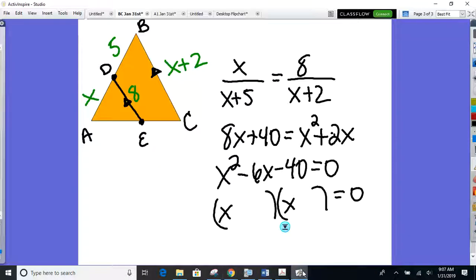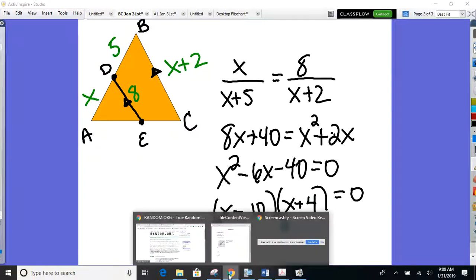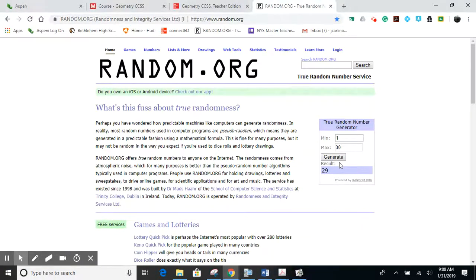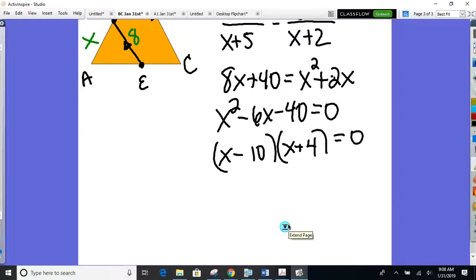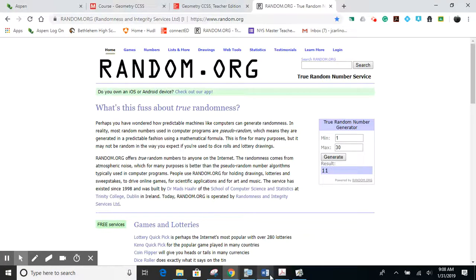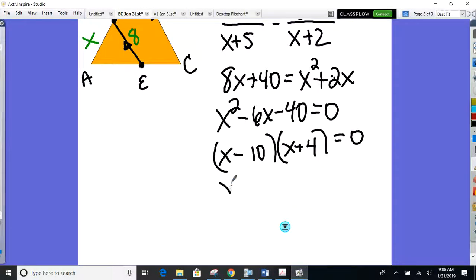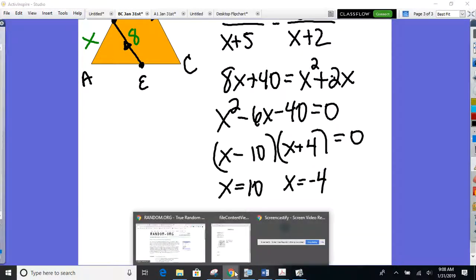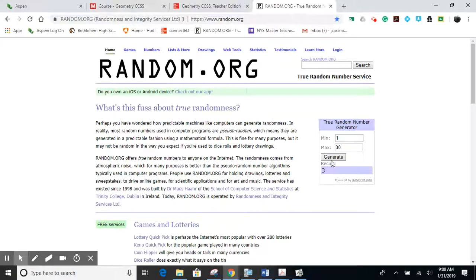Here you go, you're up. 10 and 4. Multiply to 40, add to 6. You got some signage there for me? Two values of x we end up getting. 2 values of x. What are you going to look for tomorrow after you're done here? What are we looking for now?